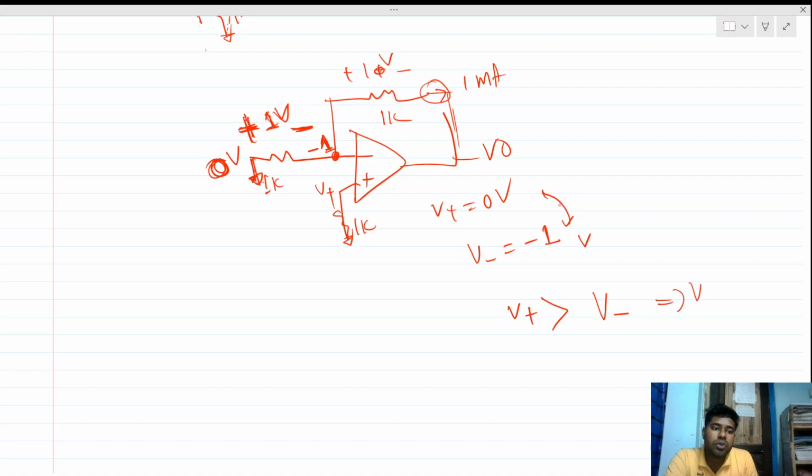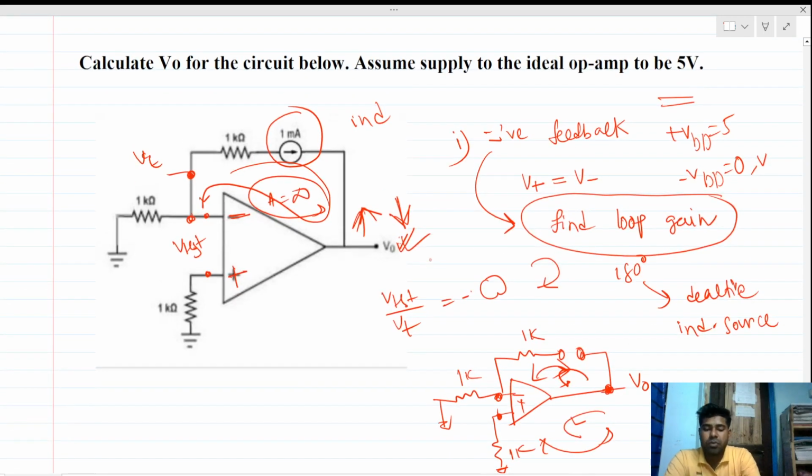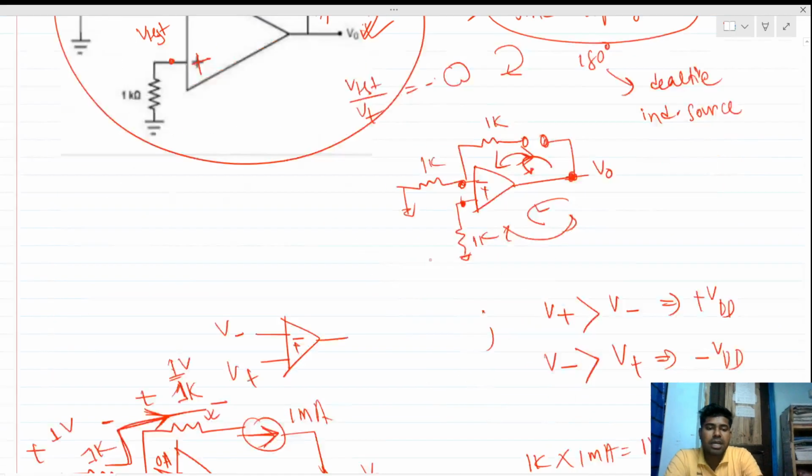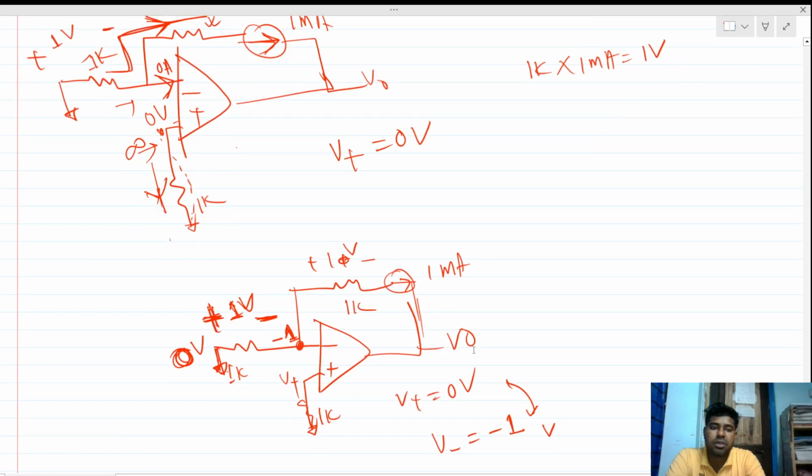So what will be the output? We know that this is a comparator, so the output will be plus VDD. So here plus VDD is nothing but plus 5 volt. Okay, so this is the answer. Actually, confusion occurs because we directly assume that this is a negative feedback circuit. Okay, but actually this is wrong. Okay, this is the correct way to analyze this type of circuit.